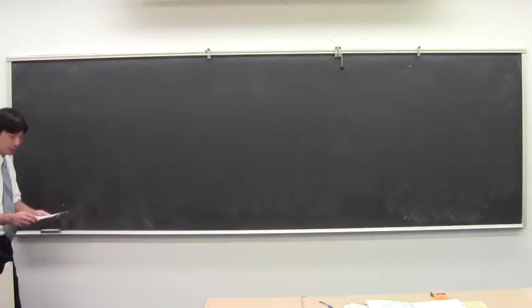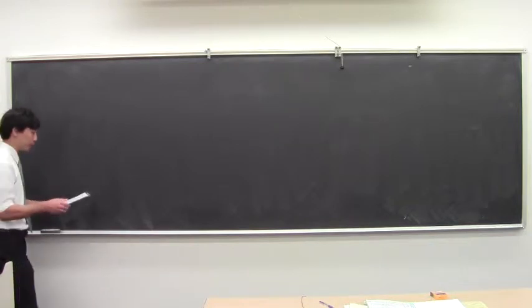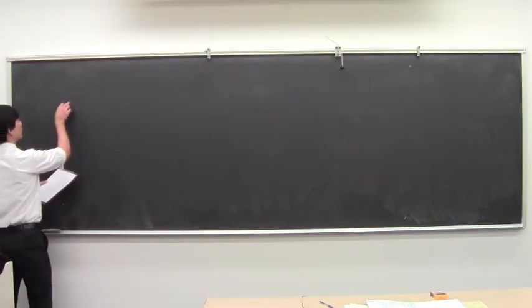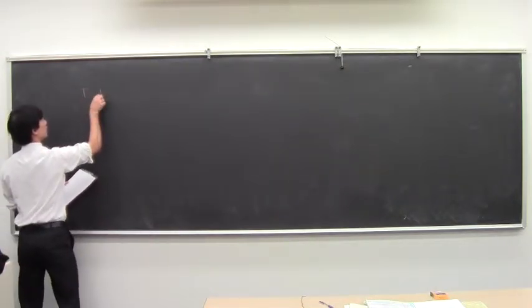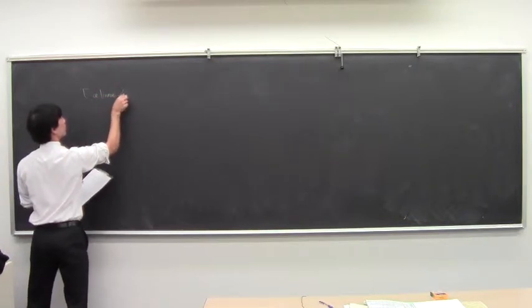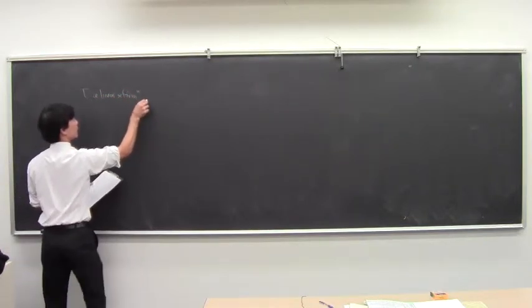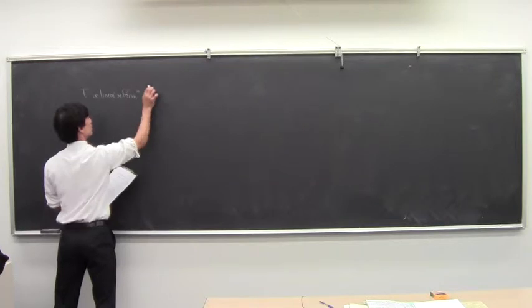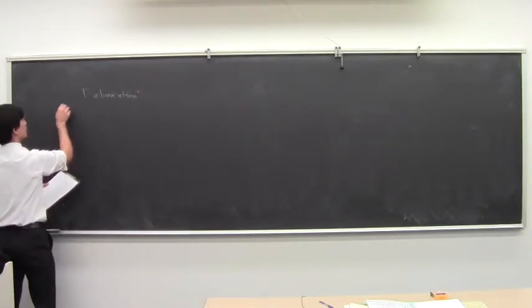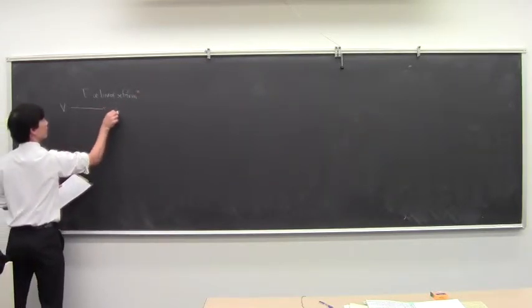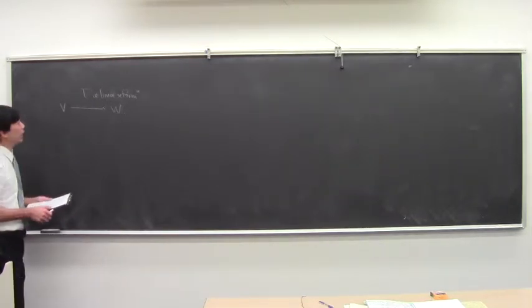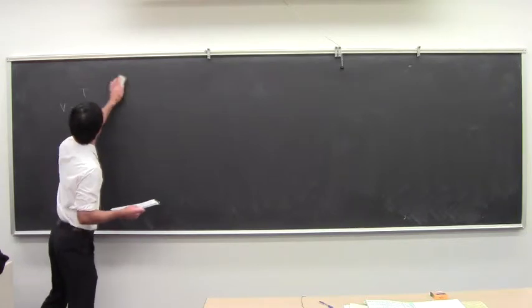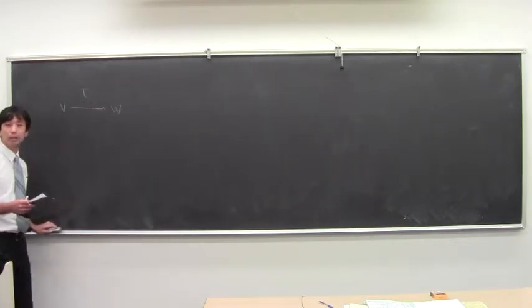Okay, so let's see if we can remember what we're doing here. We have a linear transformation T, and it goes between two spaces, right? So T is a linear transformation going from V to W, two vector spaces. And what else do we have?